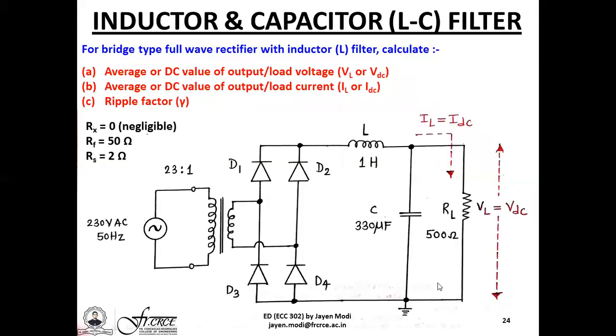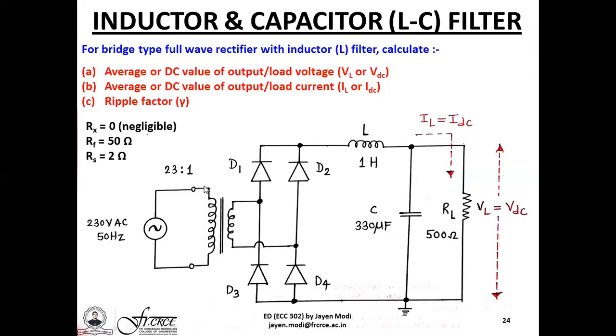Here, we just end this lecture session by taking this numerical example. It is showing the same full wave bridge type rectifier circuit, which is using a step down transformer connected to 230 volts AC 50 Hertz. The problem states to calculate the average or the DC value of the output or the load voltage VL or the value VDC, the average or the DC value of the output or the load current IL or the value IDC, and finally ripple factor gamma.